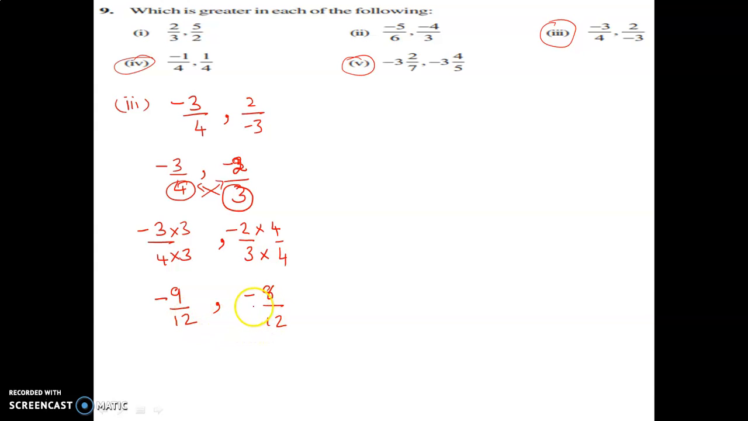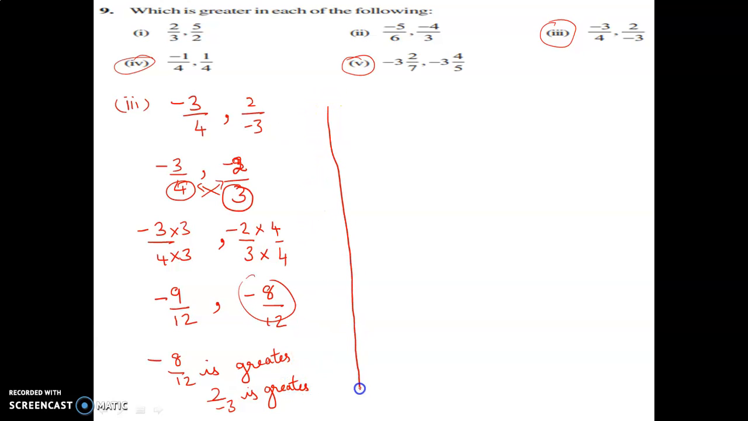And now which is greater? Very good. Minus 8 by 12 is greater. So minus 8 by 12, from which rational number did I get it? It is 2 by minus 3. So you have to conclude with that. Don't forget, don't stop with this. You have to conclude 2 by minus 3 is greater. From the question you have to conclude. Is it clear children? Shall we move to the next question now?